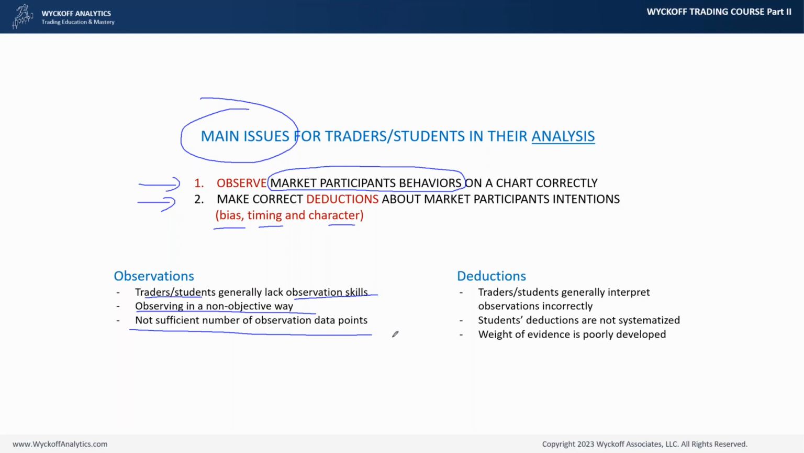So it's a lack of observational skills overall that I see in students. In this class, and obviously with WTC1 as well, what's important is to establish right away the way we observe data points on the chart. Extremely important. Then after that, we go into the deductions. With that, the interpretation of your observations could be incorrect, not systematized, and there is no weight of evidence on the specific event.